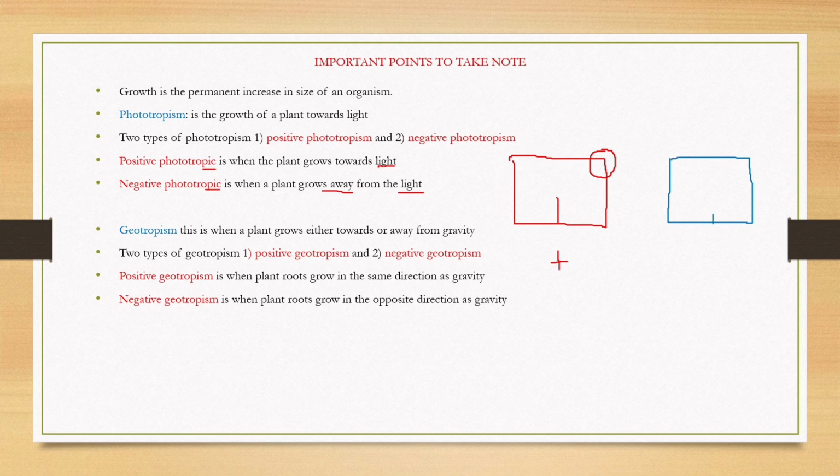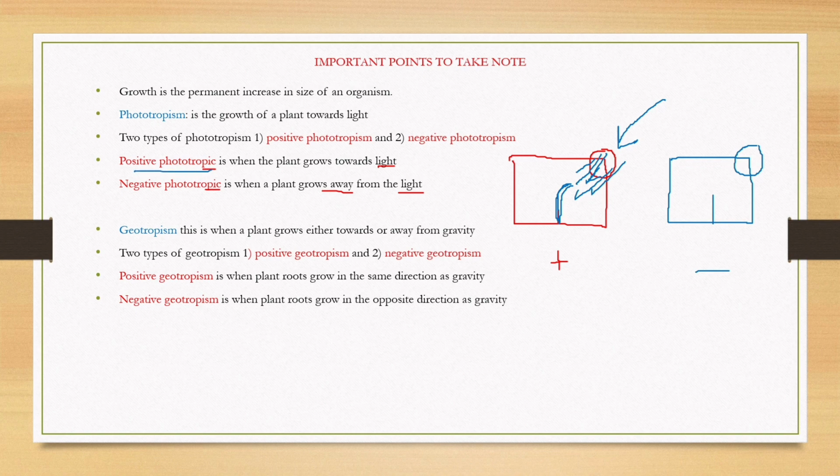And then we have a plant here also, and an opening here. This is negative phototropic. We start with positive phototropic. When you place this box in the sun, light will enter the box at this point. What will happen after some weeks or after a month? This plant will bend towards light. When the plant bends towards light, that's positive phototropic.